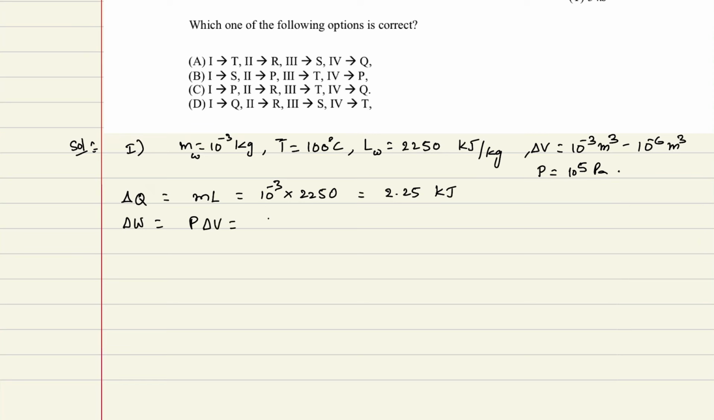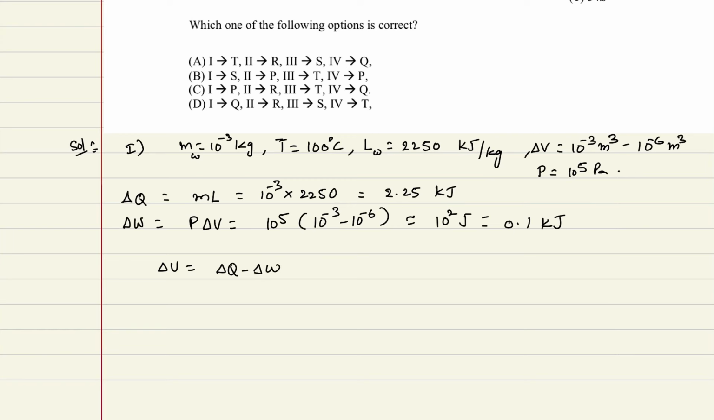P into delta V you can take. Delta V value is 10 to the power of 5 into 10 power minus 3 minus 10 to the power of minus 6. This value we can take approximately 10 to the power of 5 into 10 power minus 3, which is 10 power 2 joule. You can write that value is 0.1 kilojoule approximately.